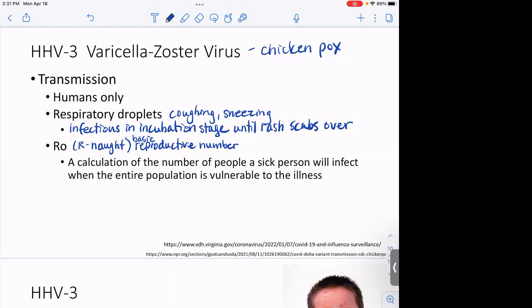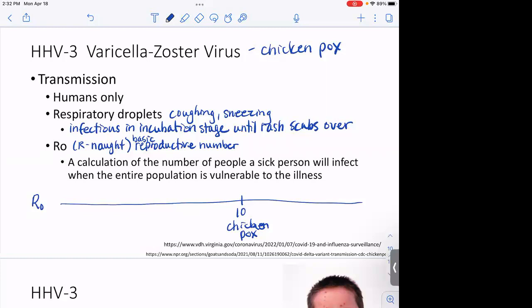This gets tricky when some people are vaccinated or some people have had it before, so it gets tricky to calculate. But we typically calculate R0 for chickenpox, one of the most transmissible diseases, to be about 10. So one person with chickenpox, assuming everybody was vulnerable, would get 10 other people sick.